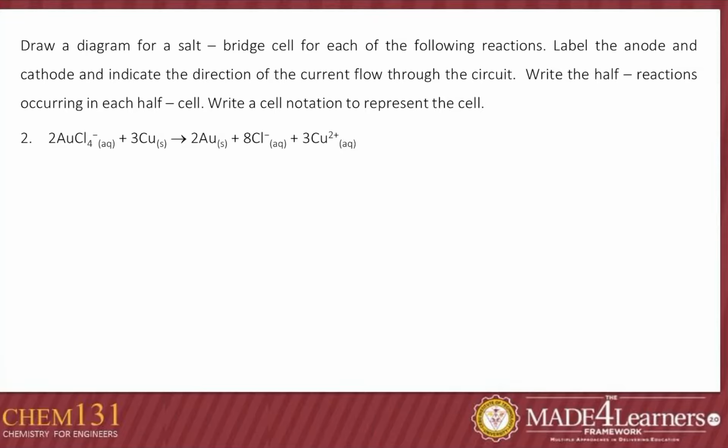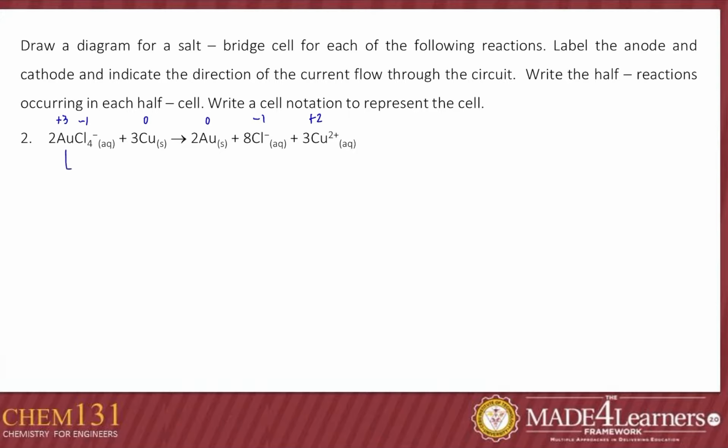This is the reaction between tetrachloroaurate and copper producing gold chloride ion and the copper 2 plus ion. So the first thing that we need to do is to identify which of these elements involved in the reaction undergoes changes in the oxidation number. So here chlorine is -1 and gold is +3. On the product side, gold is 0, chlorine is -1, and copper is +2.